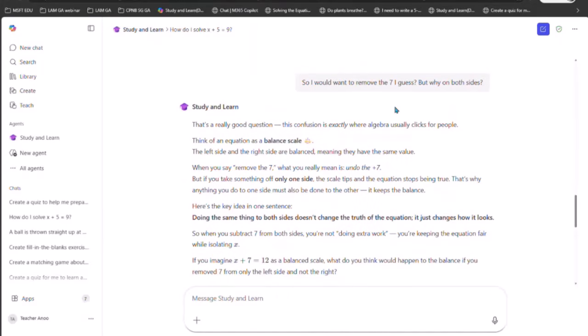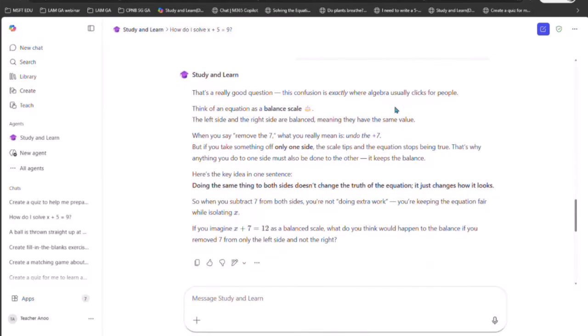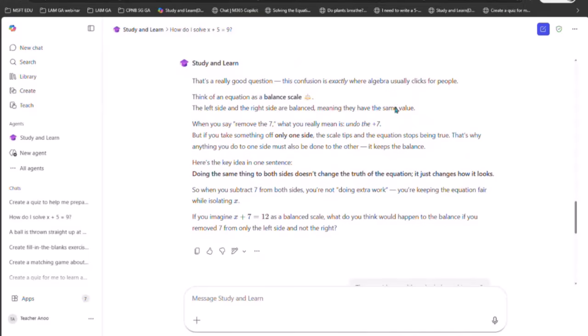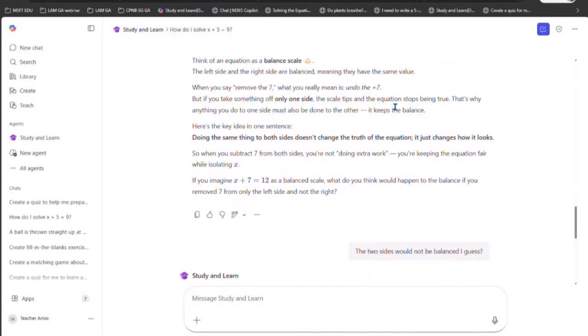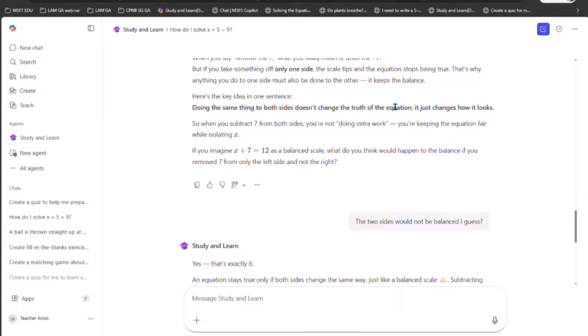Why can't I just get rid of it on the left side, where the x plus 7, where the 7 is attached to the x? And it then explains that concept to me, which it did before, but I clearly didn't get it, with an analogy: that the equation is like a balance scale, an analogy that is often used in the classroom. So it explains that to me. And then it explains how the 2 sides have to remain balanced in that equation.